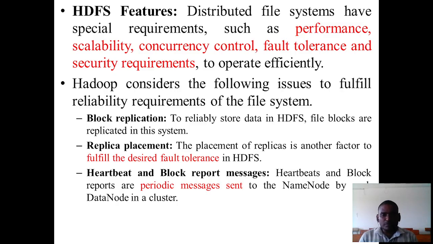Heartbeat and block report messages. Heartbeats and block reports are periodic messages sent to the name node by each data node in a cluster. Here we have a master and slaves. The data node periodically sends the message to the name node, every second or every minute, reporting what process is going on. So that is the heartbeat and block report messages.